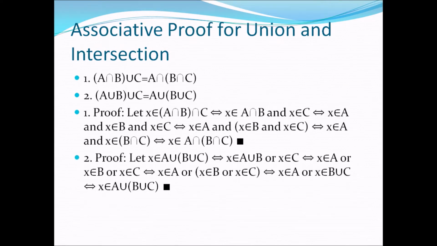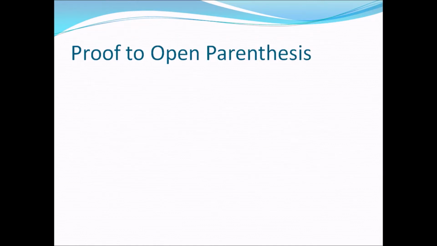Alright, so for number 2, let X be in A union B union C, and we do the same trick with changing it to or and expanding out the parentheses, and then changing parentheses, and then bringing it back in. So it's a very similar proof for associativity for a union.